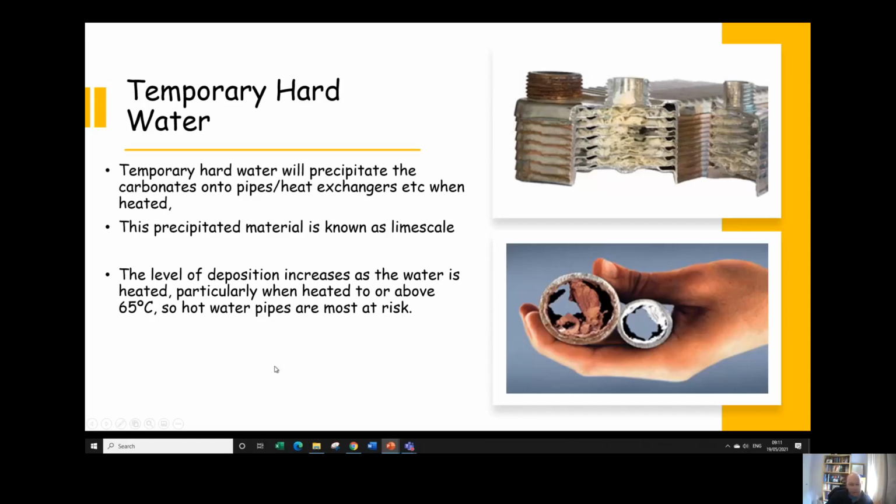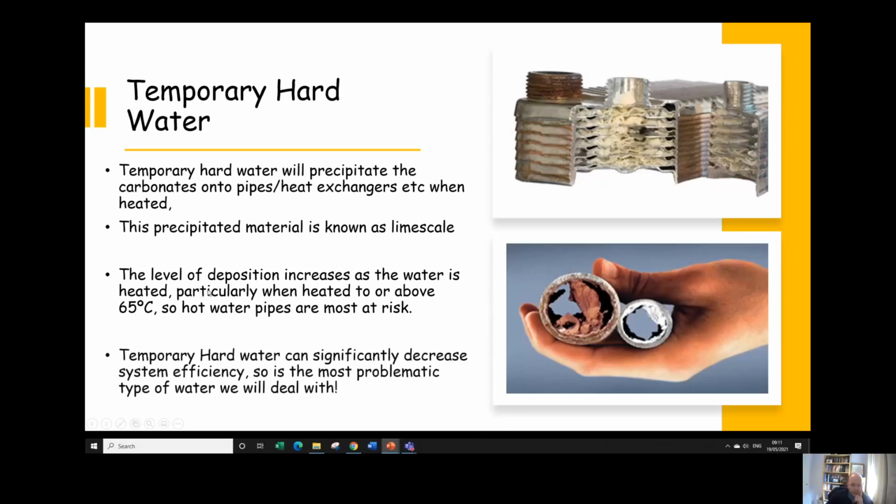Like the coil in a cylinder or the heat exchanger in a combi boiler, all of these are places where they're likely to fur up, and it's likely to cause the system to be much less efficient because you need to heat up that scale before you can then heat up the water.